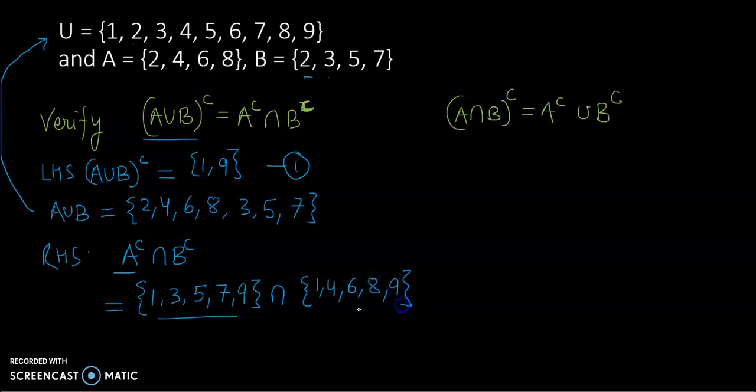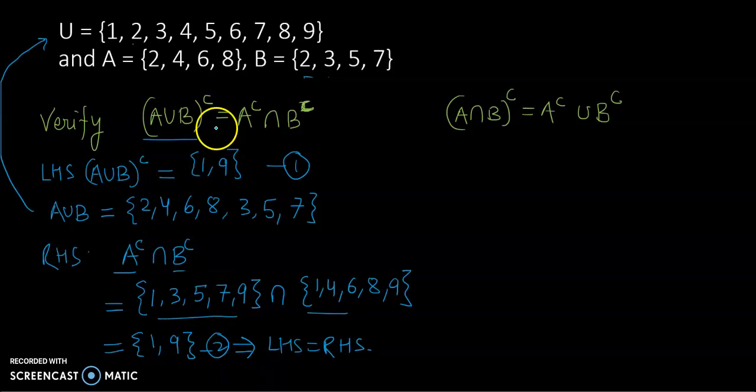That means the members which are not a part of B, and it is the B complement which I've written here. And if I find the common elements in between them, then it is 1 and 9. Once again, 1 is here, 9 is here. So that's the intersection. And if you take it as equation number 2, from first and 2, you can simply see that left hand side is equal to right hand side, and hence I can verify this particular result.